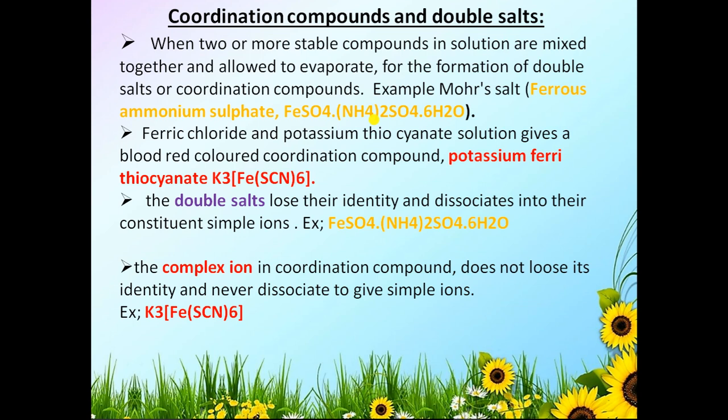But when we dissolve a complex ion in water, it will not dissociate into simple ions. For example, if you dissolve potassium ferrithiocyanate in water, only the potassium dissociates from that complex. The ions present inside the square bracket will not dissociate into simple ions. That is the difference between a double salt and a complex ion.